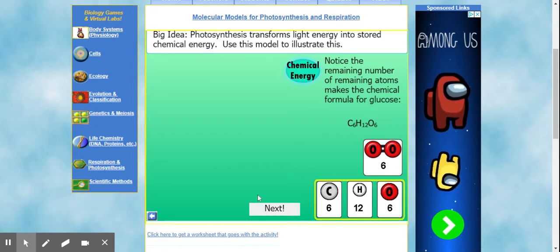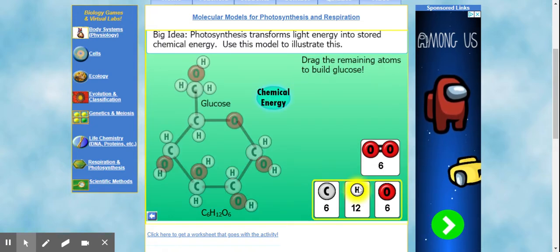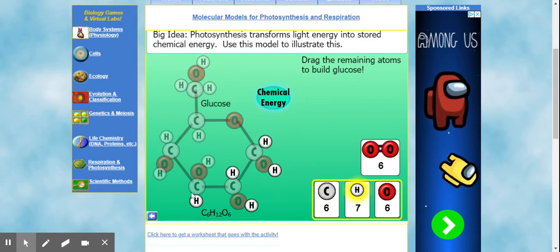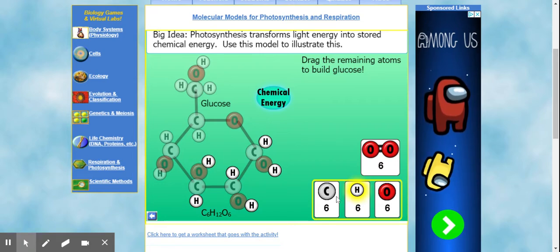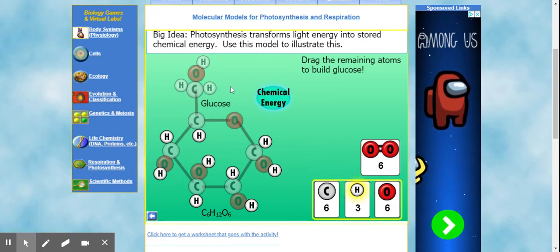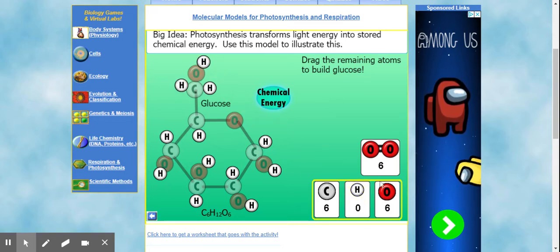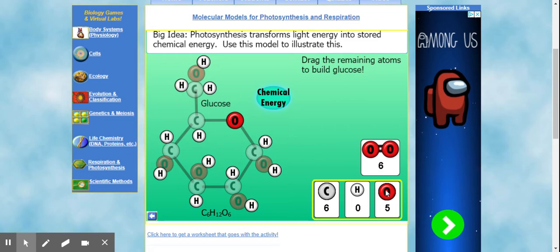Well, that is the formula for glucose. That's sugar. So we're going to build a sugar molecule using those atoms that we have left. And I know you're thinking, well, I don't think sugar looks like a big ring, Miss Culp, but this is what sugar looks like really, really tiny at a molecular level. You could see all the atoms. This is kind of how they're arranged for us.